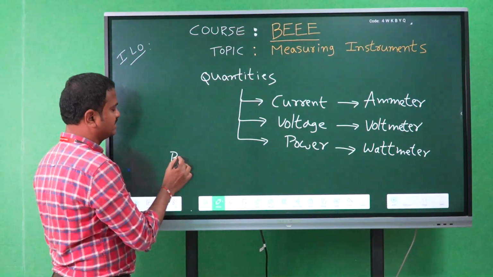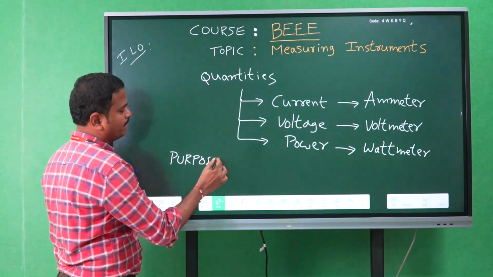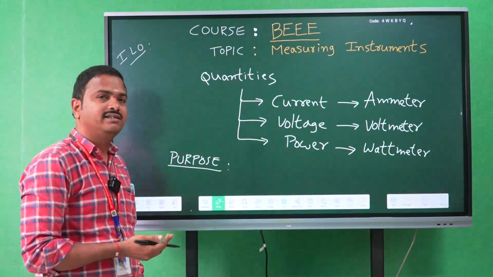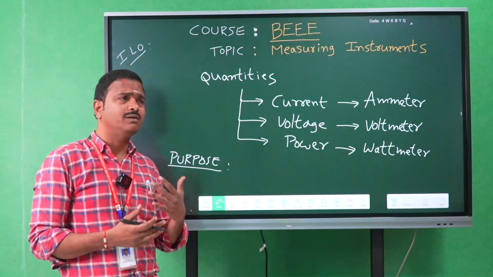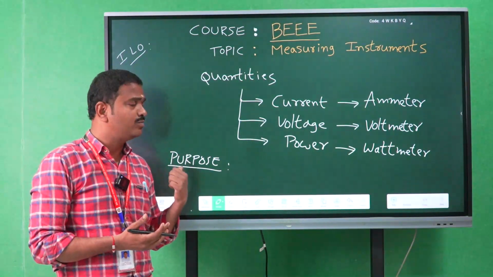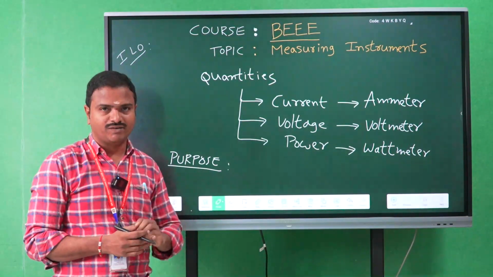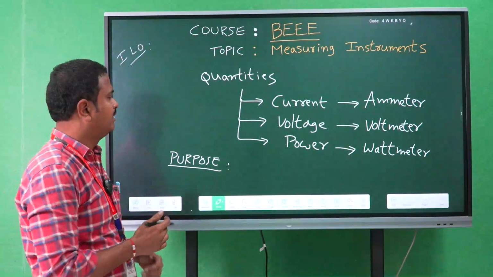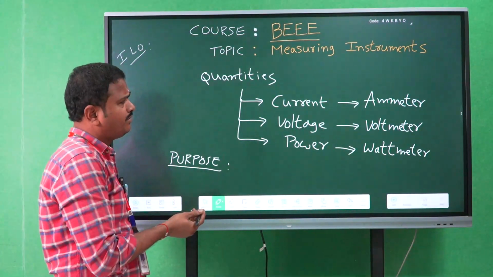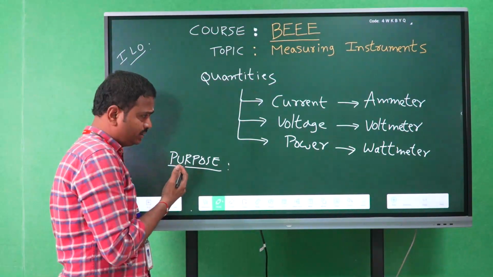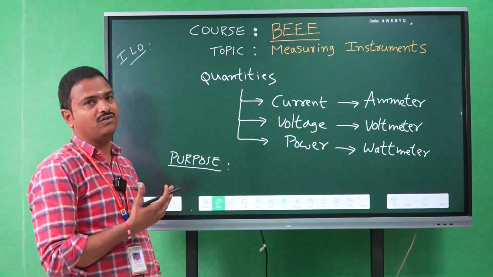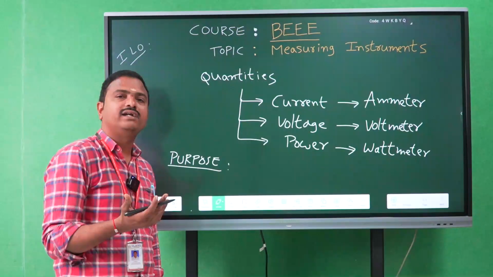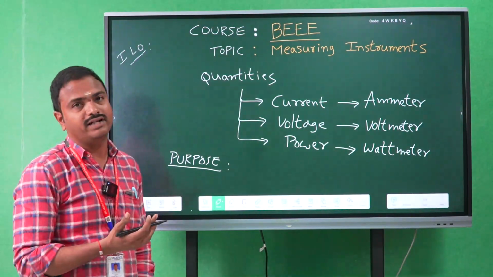Then what is the purpose? Purpose of measuring instruments. Electrical energy is the primary requirement for the people around the world because almost all machines require electrical power to operate. So electrical power is the main requirement. In order to that, we have to show the readings or values of the electrical quantities, because we should operate the electrical machines in an appropriate and efficient manner.